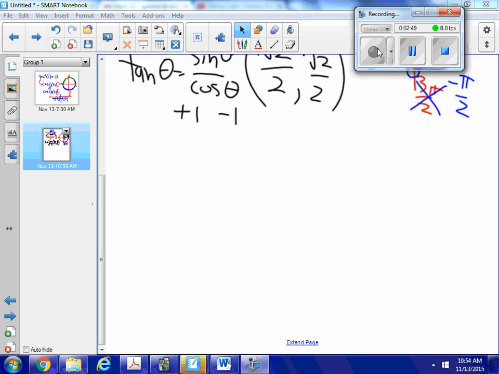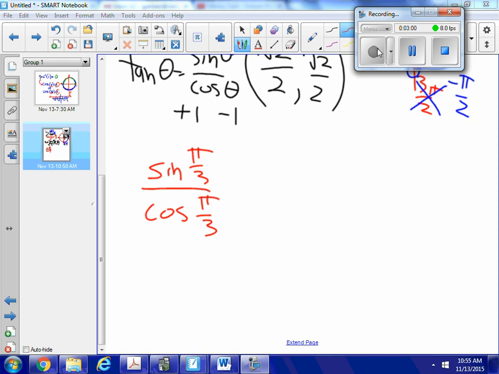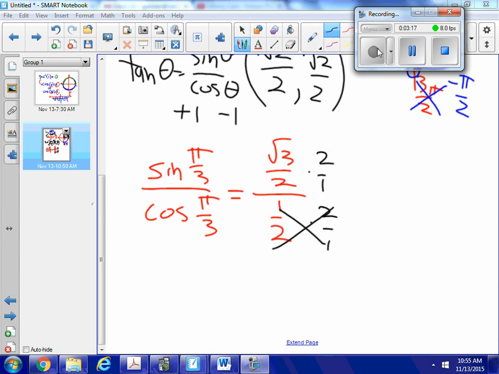So let's go. Let's find out. Let's try pi over 3. So sine pi over 3 divided by cosine pi over 3. Well, sine pi over 3 is equal to radical 3 over 2. And cosine pi over 3 is equal to 1/2. So I can simplify that by multiplying by 2 over 1. That cancels out, and that cancels out. So tangent pi over 3 is just equal to simply radical 3. That's not the answer.